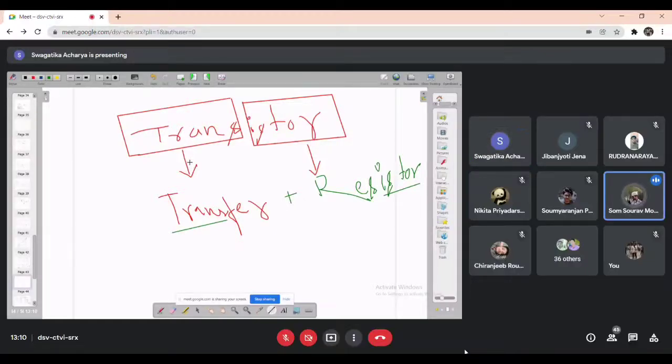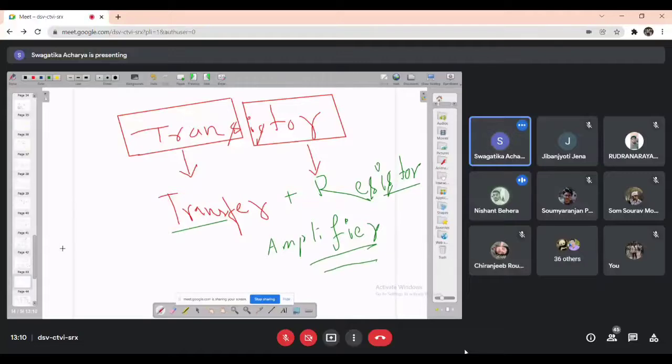Ma'am, because it transforms a signal from a low resistance path to a high resistance path. Or you can say from the input resistance, very high, to a very low output resistance, because as you have already known, it acts as an amplifier. Suppose this is my input signal, then the output will be an amplified version. Yes or no? Amplitude will be high. So how is this possible?